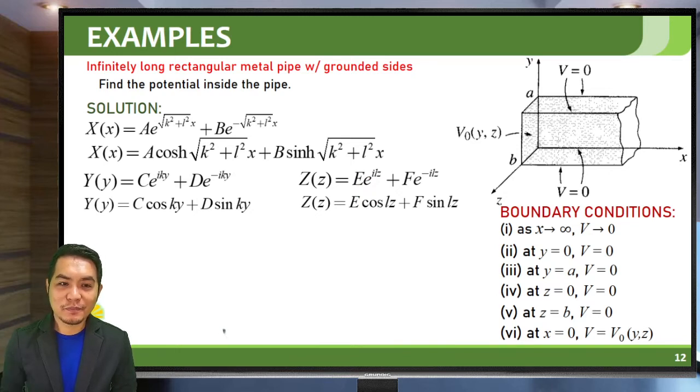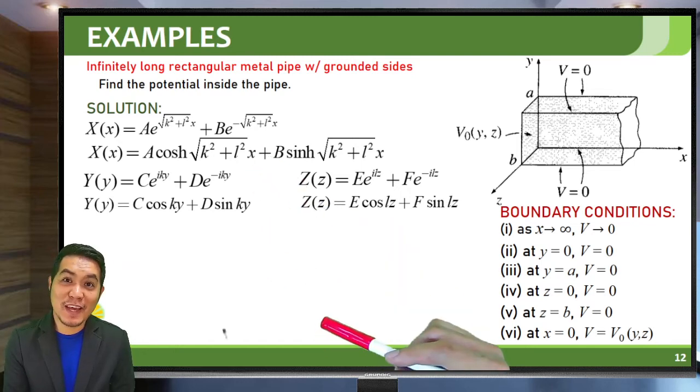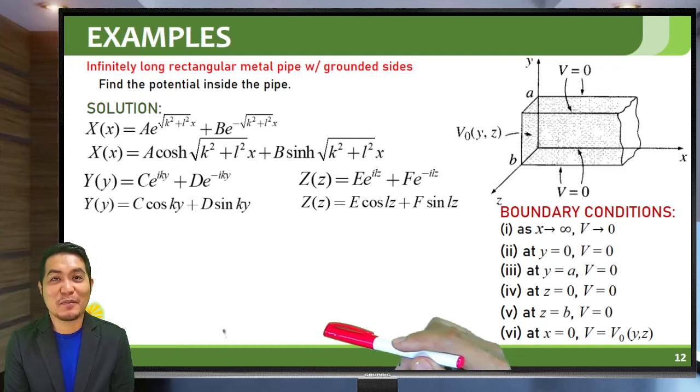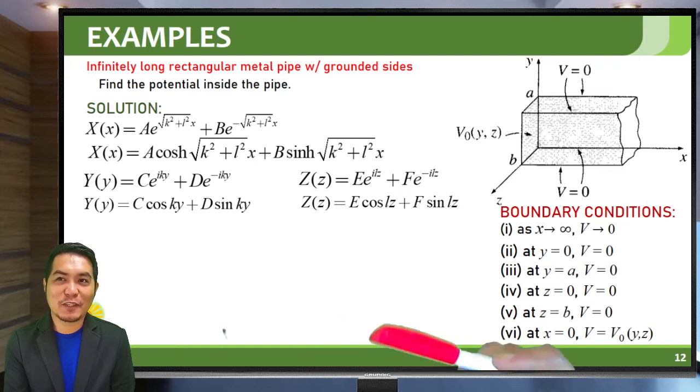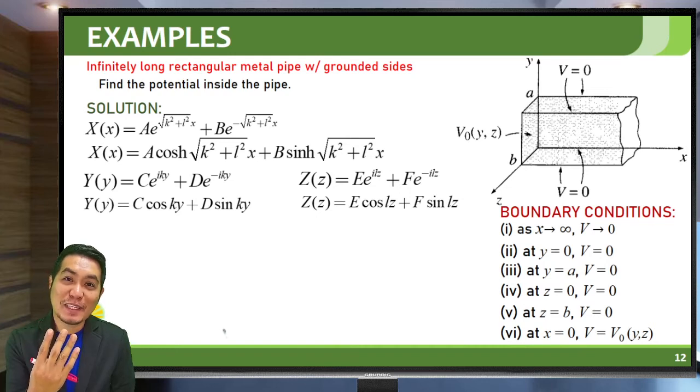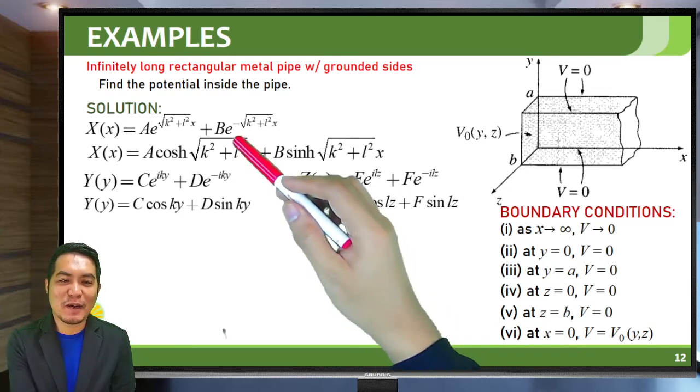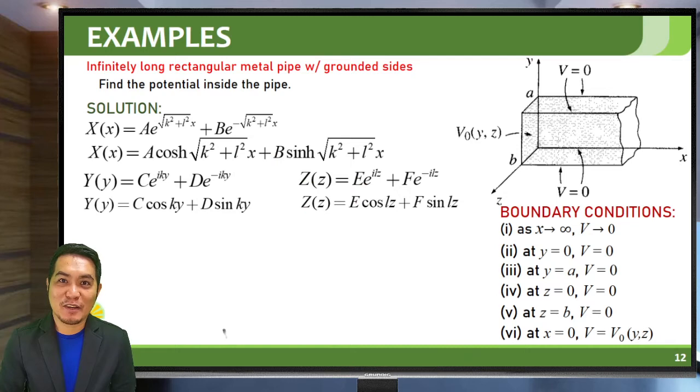Okay, so you will notice that there are a lot of possible combinations of x, y, z here. Actually, to be precise, there are 8 possible combinations. So in 2 dimensions, you only have 4 possible combinations, but in 3 dimensions, you now have 8 possible choices of solutions. So in the same manner as the 2-dimensional problem, we need to consult the boundary conditions as to what type of solution we will use.